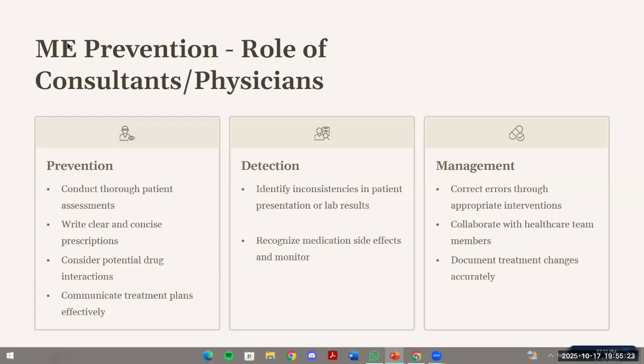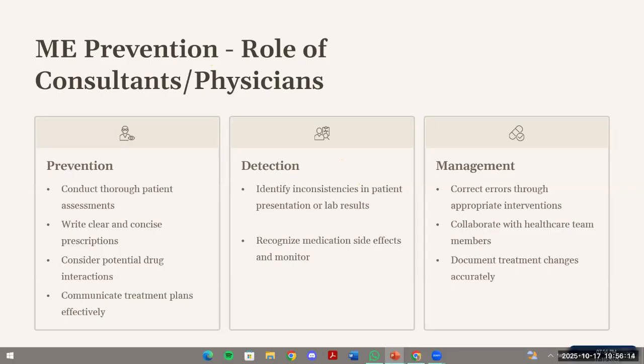With this knowledge, we can conduct a thorough patient's assessment, write a clear, concise prescription, consider potential drug interactions, and communicate the treatment plans effectively. We can prevent errors by detecting them, identifying inconsistencies in the patient's presentation and lab results, recognizing the medication's side effects as well as monitoring them, managing and correcting errors through appropriate intervention, collaborating with the healthcare team members, and documenting the treatment changes accurately. This is a modification of the drug whenever it is needed. That can be possible when there is rational drug therapy.